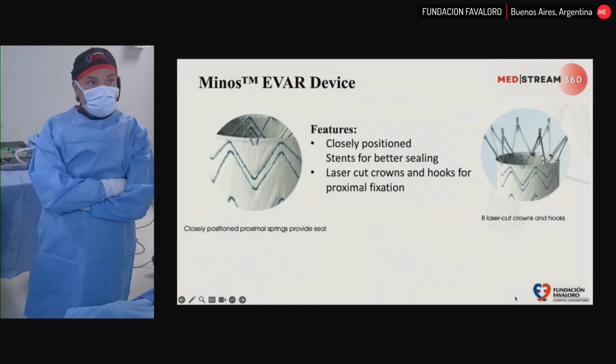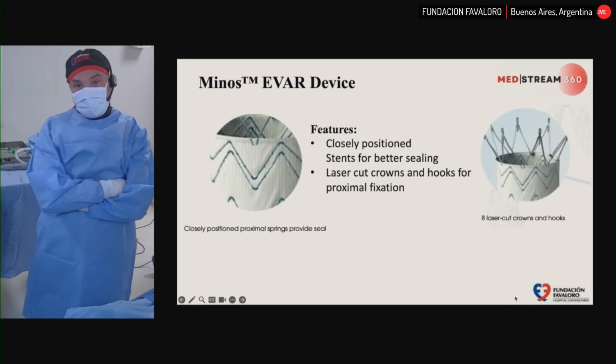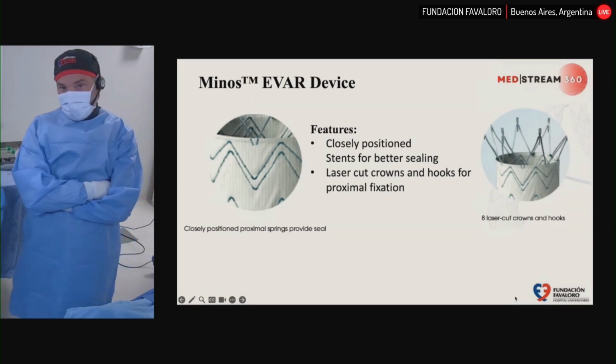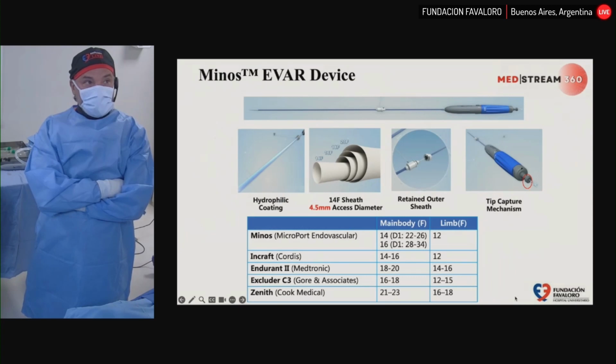This is the configuration. This is the proximal part of the device for proximal sealing with the stent closely positioned with the laser cut crowns and hooks for proximal fixation. Probably here it is not too important because we don't have a problem with the proximal part, with the proximal necks of an abdominal aneurysm. The diameter is 14 for the main body.